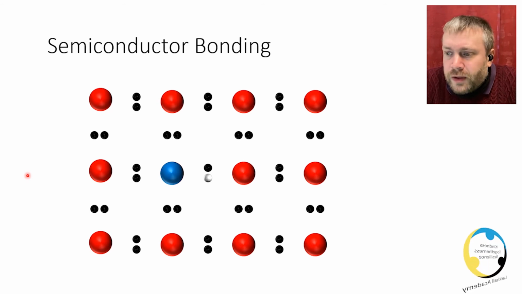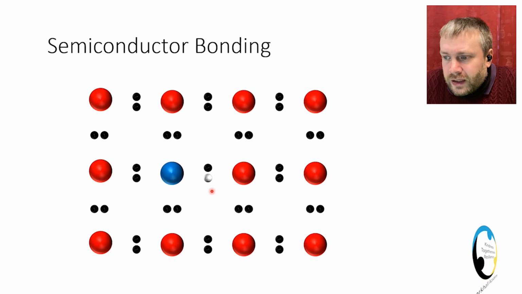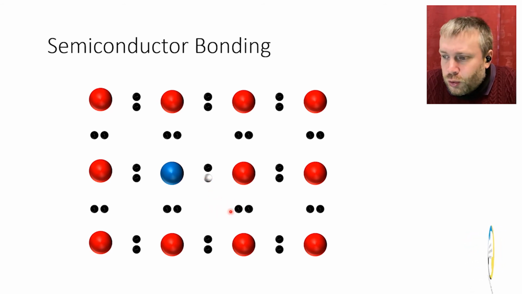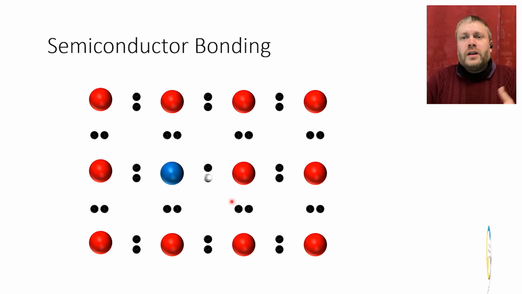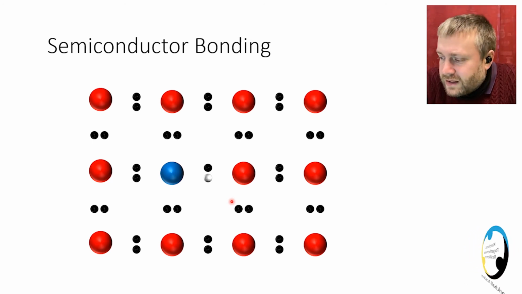Now, what's useful about this is we now have this little hole here, and this hole is free to move around, so it can swap places with an electron somewhere else. So this hole could move over here, and this electron would move to fill the gap. If we've got a hole here, it could then move over here, and this electron would move to fill the gap. And the hole and the electron are going to change places as this happens.